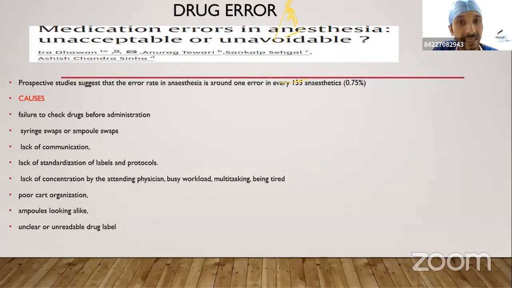There are reports suggesting that the incidence of drug error is around 1 in 133 anesthetics that we give to our patients. What are the routine causes of drug error? Failure to check the drug before administration. A syringe swap or ampule swap that occurs because of lack of communication, lack of standardization of labeling and protocols, the busy workload, multitasking, and tired working culture that we have, poor cart organization, ampules that look alike, and unclear or unreadable drug labels.